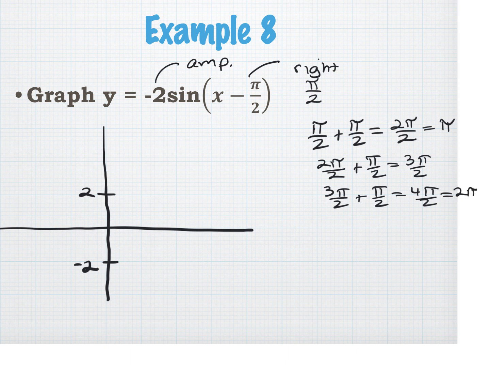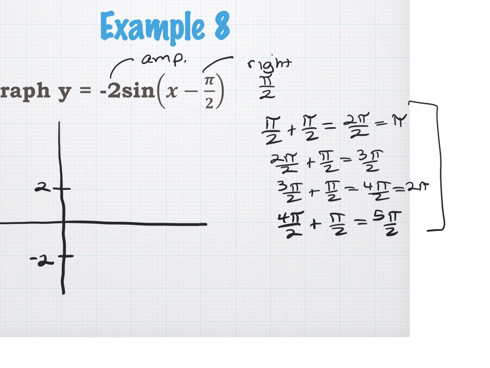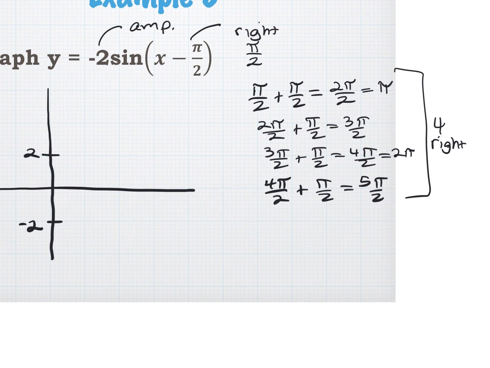I'm going to do it one more time, because we want 4 key points. Again, take the unsimplified fraction, and we get 5 pi over 2. So these are going to be the 4 key points that are to the right of the starting point. So now I'm going to also take my starting point, and I'm going to subtract pi over 2, and I get 0.